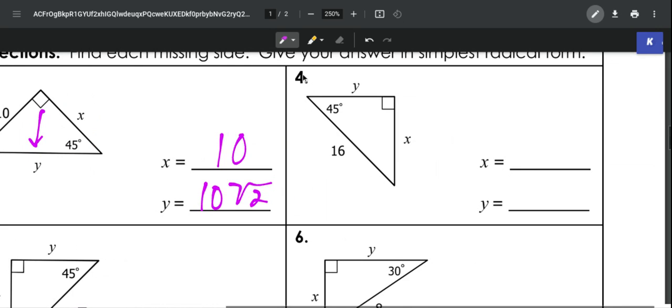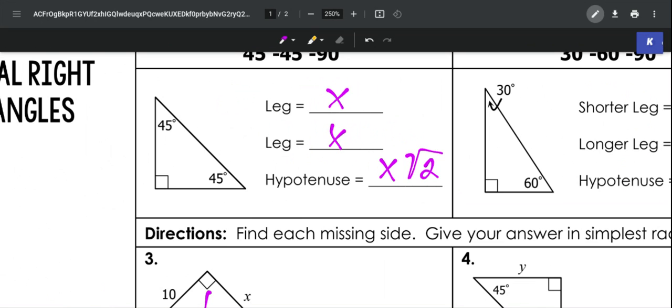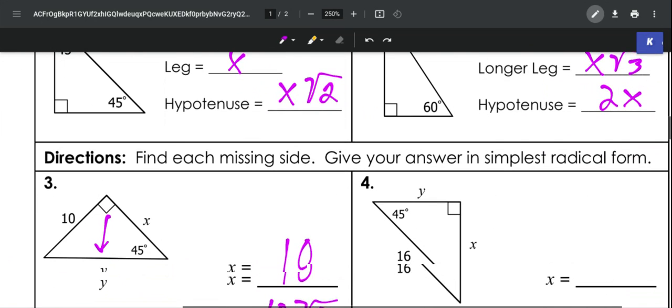Number 4, though, gets a little bit trickier. So on number 4, if we identify what we have, if we go to the opposite of our right angle, you'll see that our hypotenuse here is 16. So what we're actually looking for is both of these legs. If we can find one leg, that gives us both legs, because if we go back, both of them are equal. They're both x. But we need to figure out what that x is.